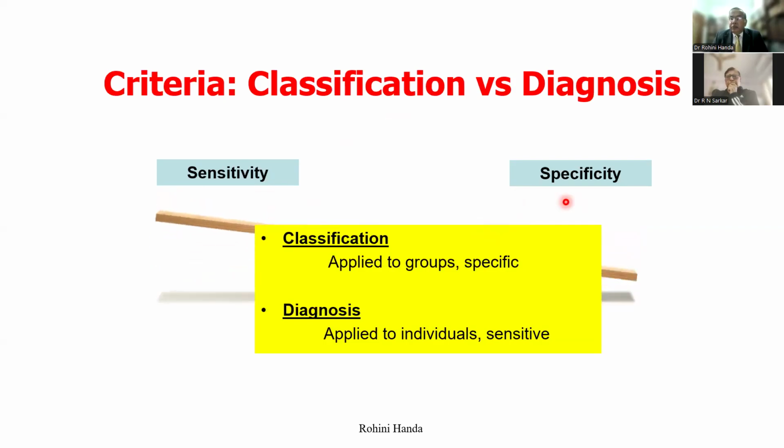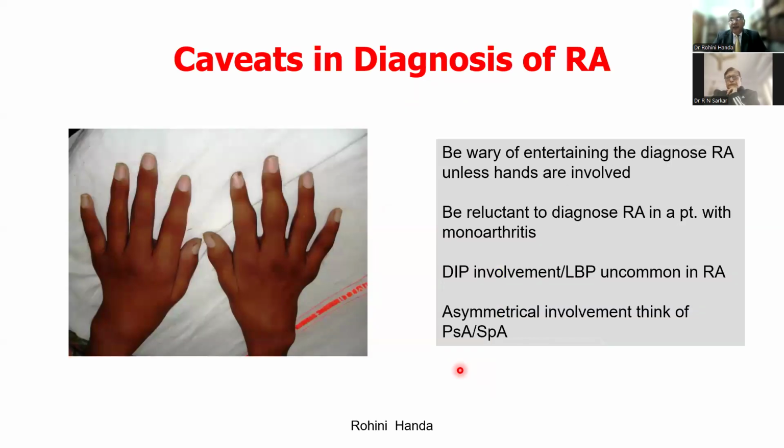Classification criteria are specific, they are applicable to groups. So if you have a study between Siliguri and between Calcutta and you need a homogeneous patient population, you need classification criteria. But sitting in the OPD, you need criteria that are applicable to individuals, are sensitive, and this is where you fall back upon the robust clinical definition of rheumatoid arthritis: bilateral symmetrical inflammatory polyarthritis involving the small joints of the hands and feet.